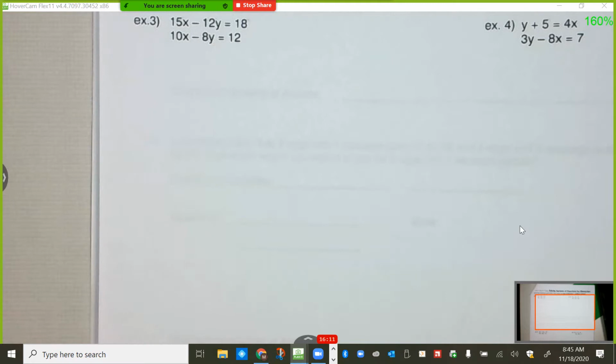What are we going to do? We need to make a zero pair. Okay, so what do you want to cancel, x's or y's? I mean, why? It doesn't really matter because we're going to have to multiply both equations. So what can the x's or y's both become? X's can both become 30. Okay, so let's do x's.